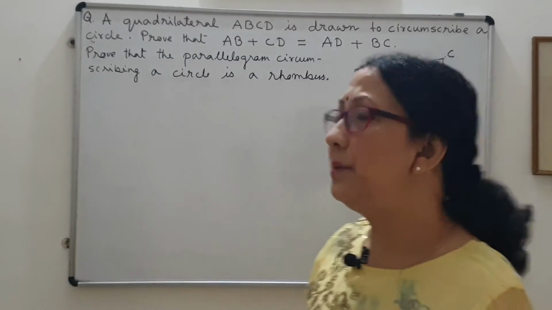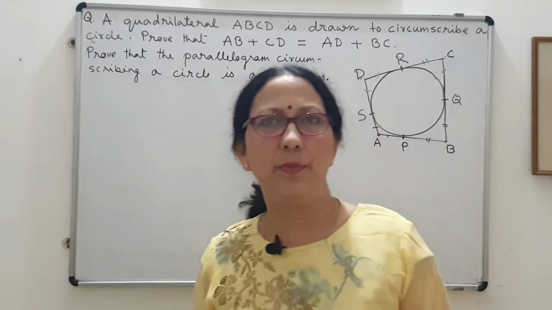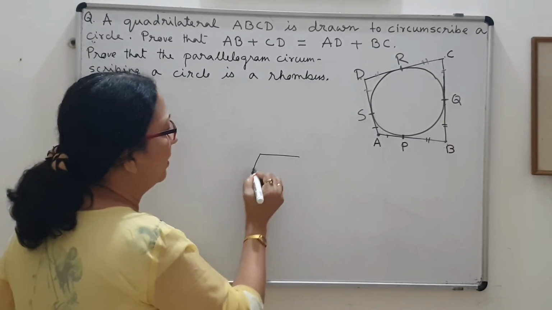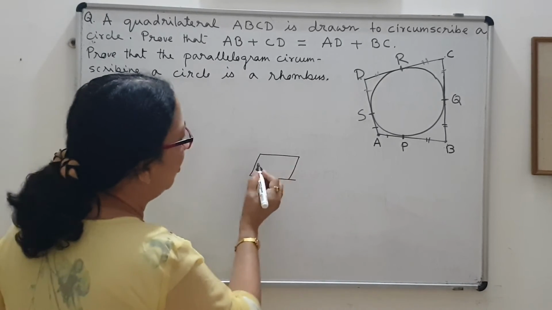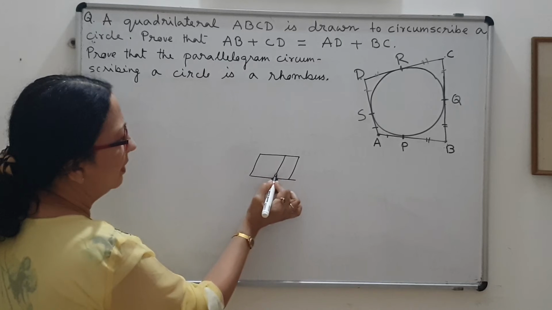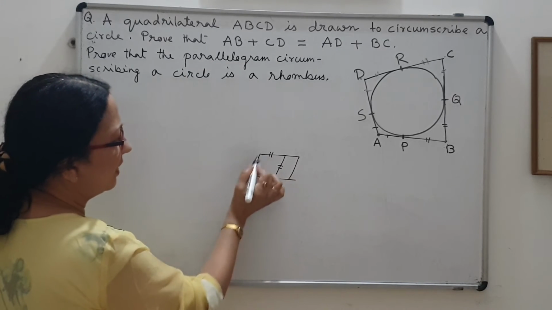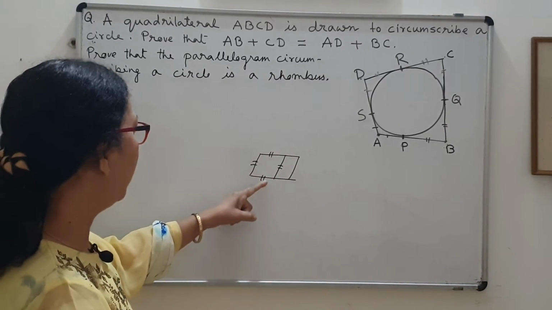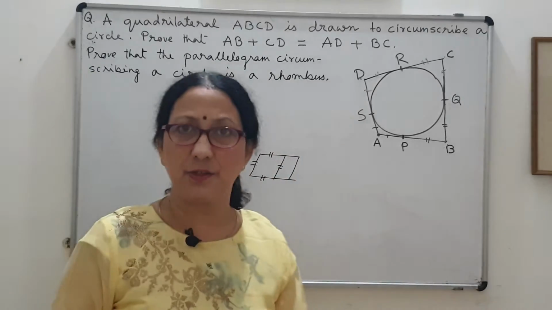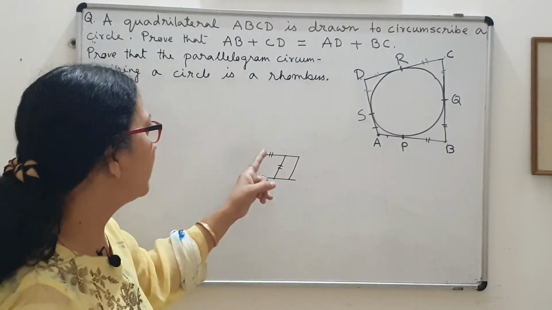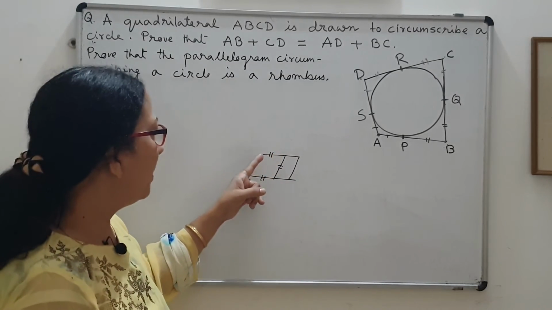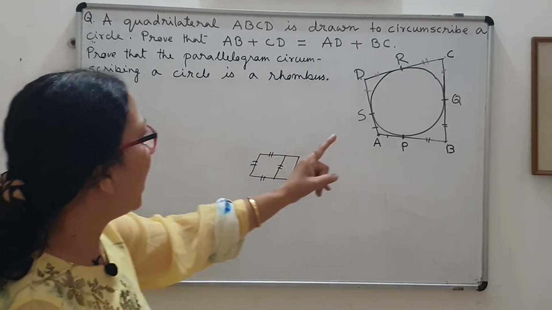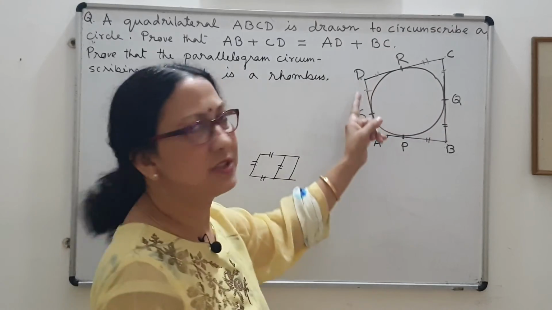In a parallelogram the opposite sides are equal, whereas in a rhombus all the sides are equal. If the adjacent sides are equal, that is, if this is equal to this, then the parallelogram becomes a rhombus. That we know, because all the sides of a rhombus are equal. So a rhombus is a special parallelogram where the adjacent sides are equal. So here we have to show that ABCD is a rhombus. This we have to prove.